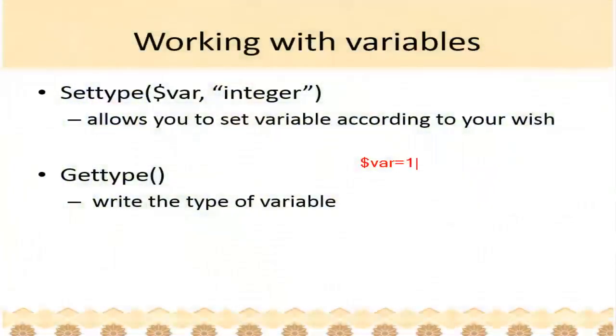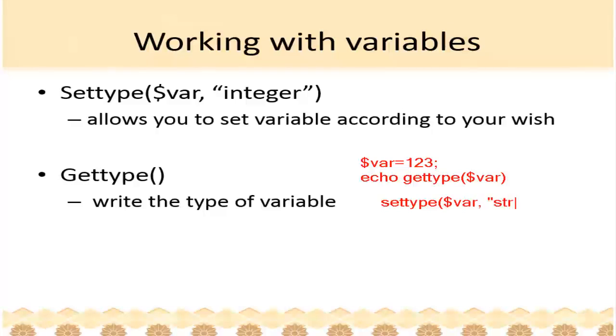Var equal to 1, 2, 3, and if I want to know what is the type of this variable, then I can say gettype of $var. It's going to return, in this case, the data type. So this is how you do it. Now suppose I want to assign a type to a variable, I can do that by specifying settype followed by the name of the variable and the type.